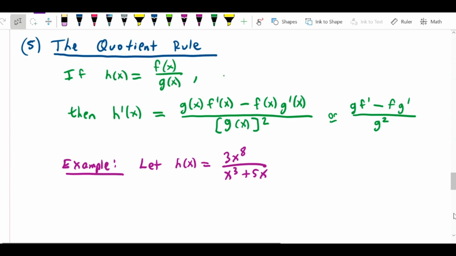The next rule is the quotient rule. So this is analogous to the product rule. It covers the situation where one function is the quotient of two other functions. So the rule, which I realize is quite large, is if h of x equals f over g of x equals f of x over g of x, then h prime is g of x times f prime of x minus f of x times g prime of x over g of x squared.